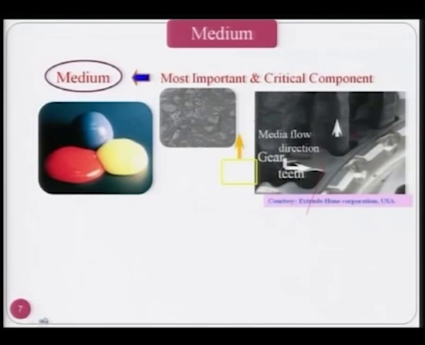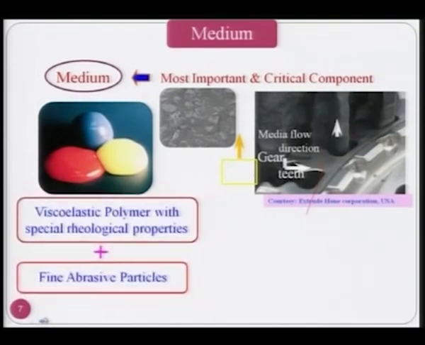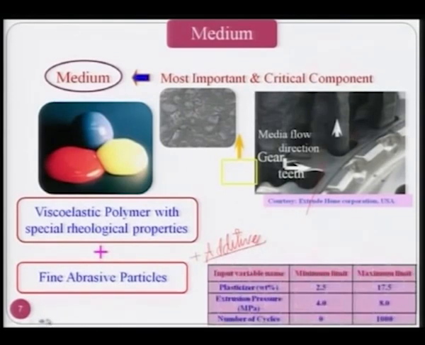Now these are the medium. You can have it in different colors and they have different rheological properties. Now this medium is a mix consisting of viscoelastic polymer with special rheological properties, and it consists of fine abrasive particles plus some additives. These additives also play an important role, which I will explain later on.